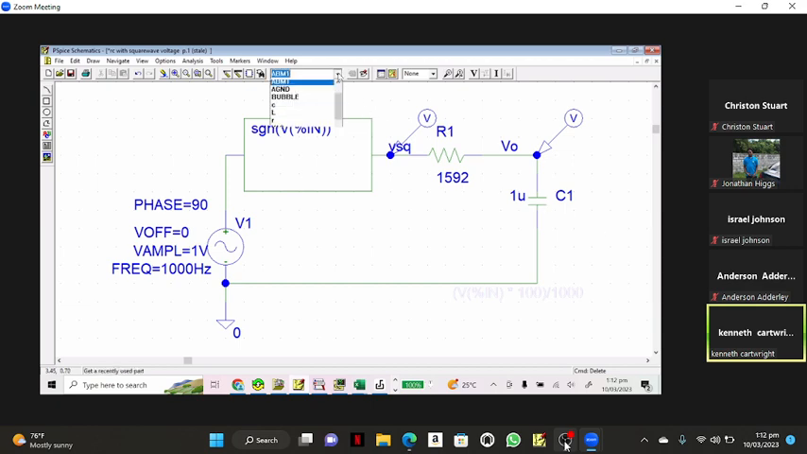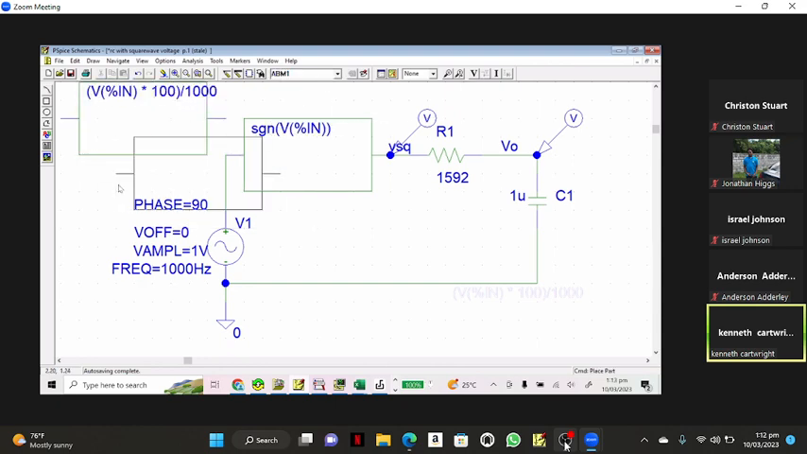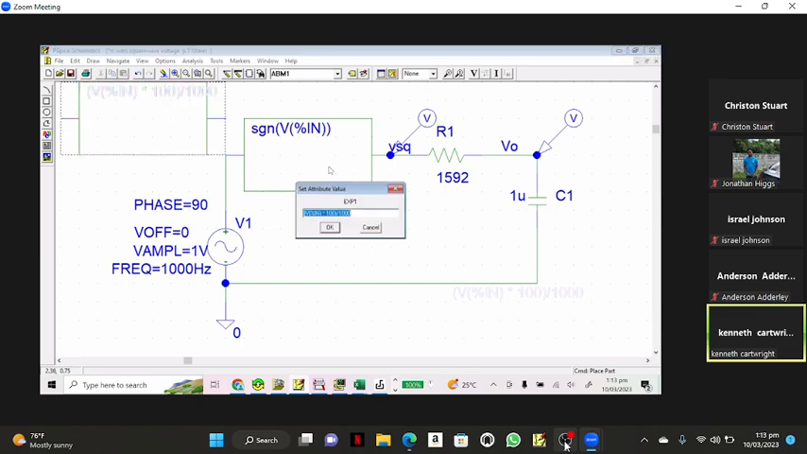I said you use this part number here, ABM1. That's what I said. Okay. And then you put the function in that you want to create. We want to create the sine of the input, whereas this one right here creates the input times 1/10. You double click on that, and then you can write in the function you want. What don't you understand about that?